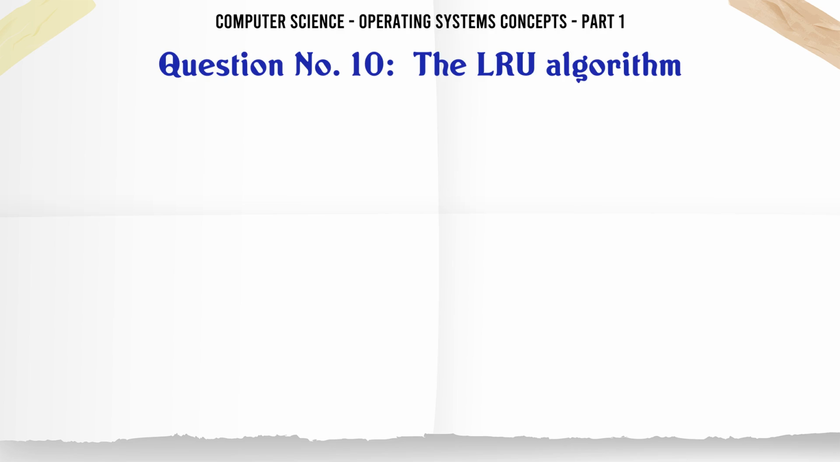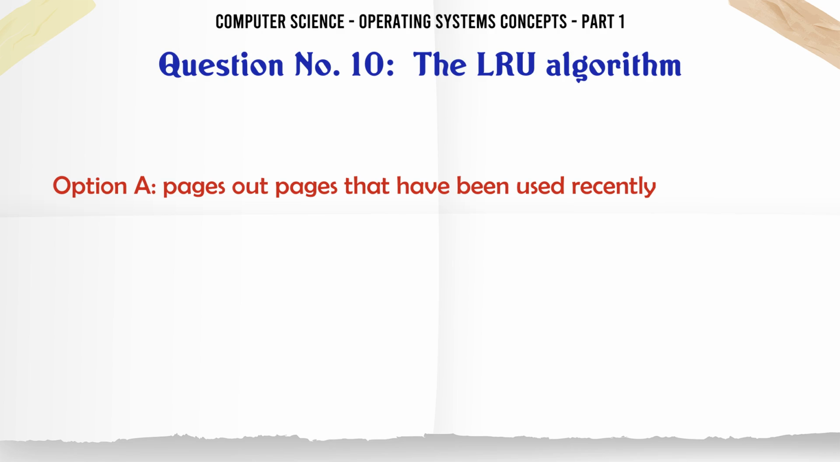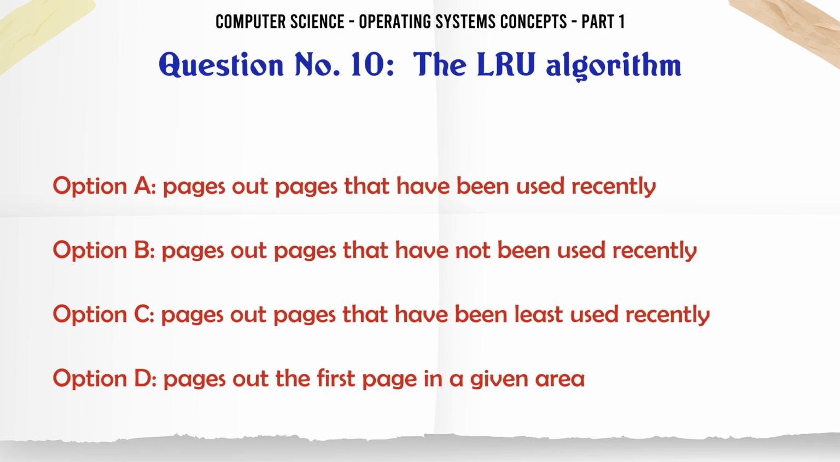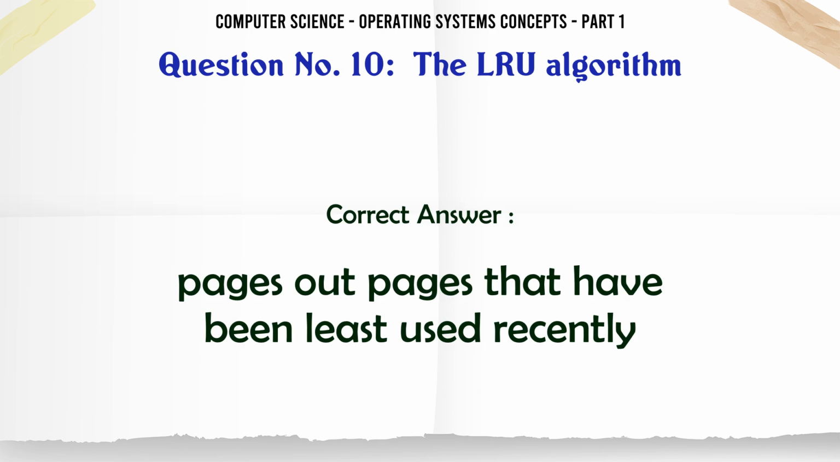The LRU algorithm: A. Pages out pages that have been used recently. B. Pages out pages that have not been used recently. C. Pages out pages that have been least used recently. D. Pages out the first page in a given area. The correct answer is pages out pages that have been least used recently.